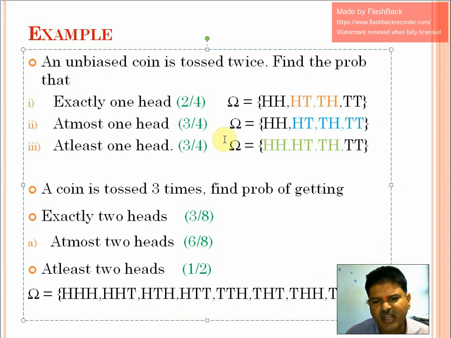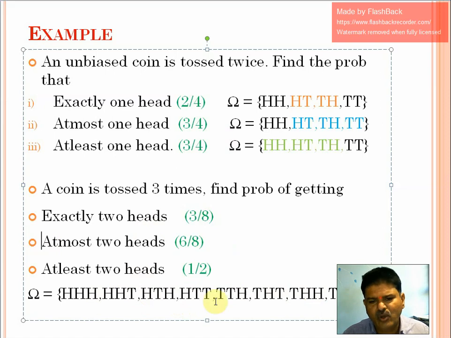So its probability is 3 by 8. The next is at most 2 heads, maximum 2 heads. Only 2 cases are not possible, TTT, where there is no head, and HHH, where there are 3 heads. All the remaining are possible. Out of 8, 6 cases are favorable. So for at most 2 heads, the probability is 6 divided by 8.